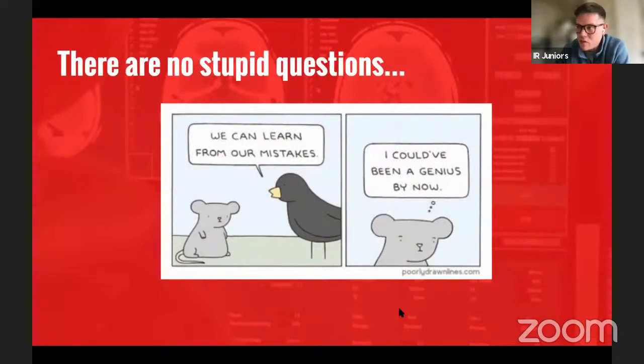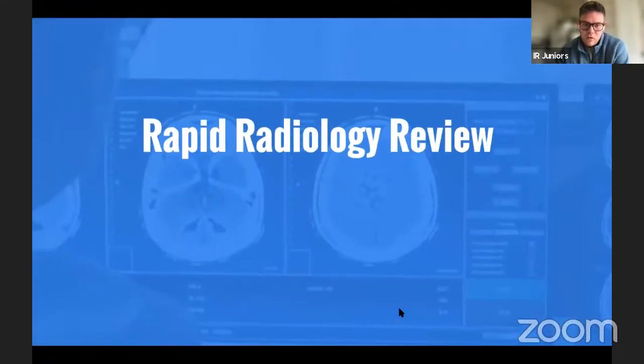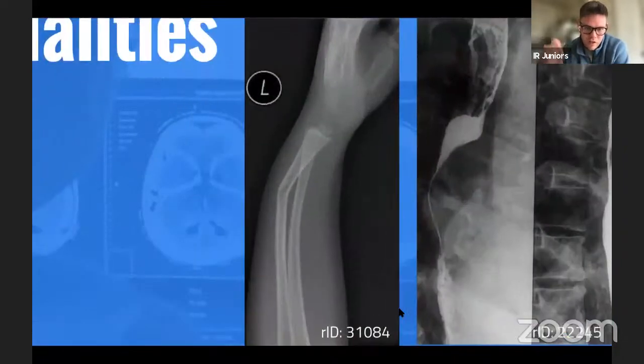So please do ask those in the Slido. A rapid radiology review is just to run through some of the modalities that you may come across quite early on, or you will come across. So this is essentially a plain film x-ray of a wrist showing a greenstick fracture.